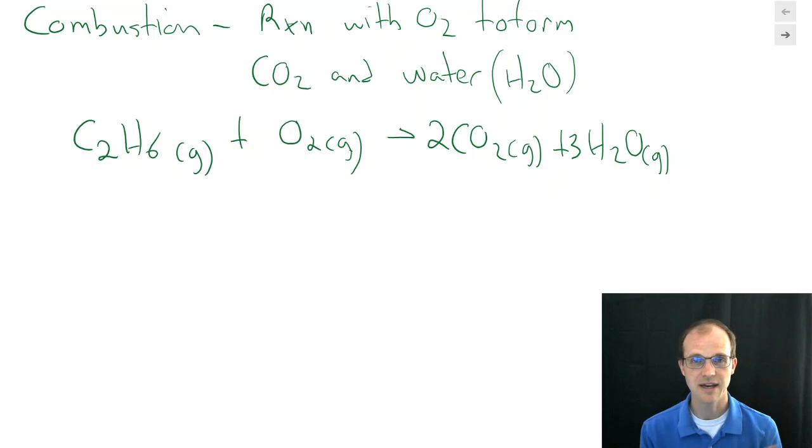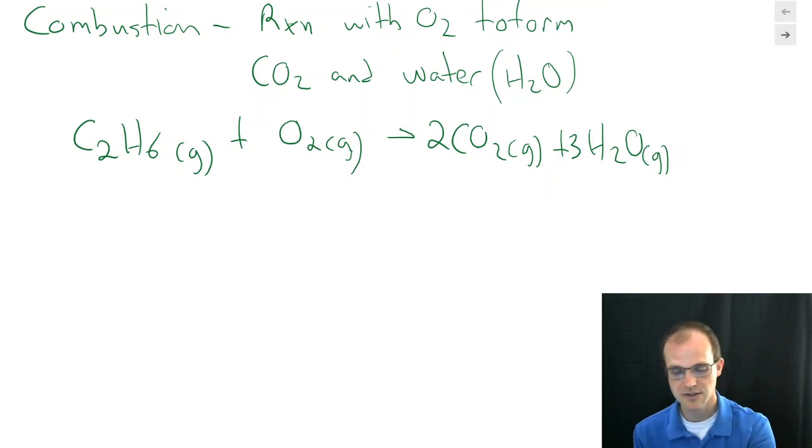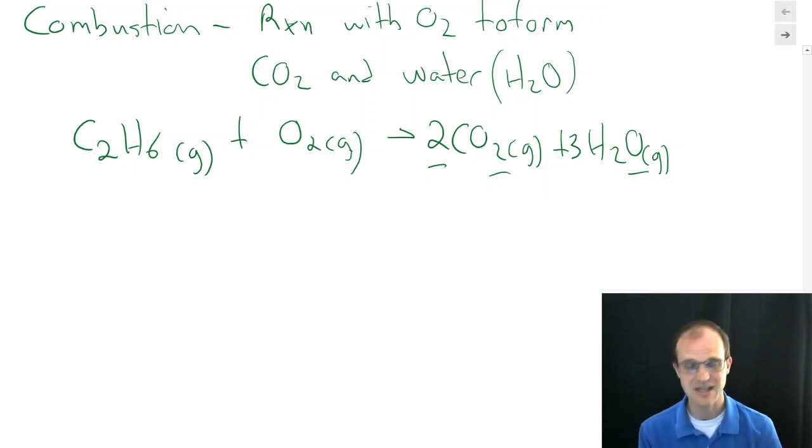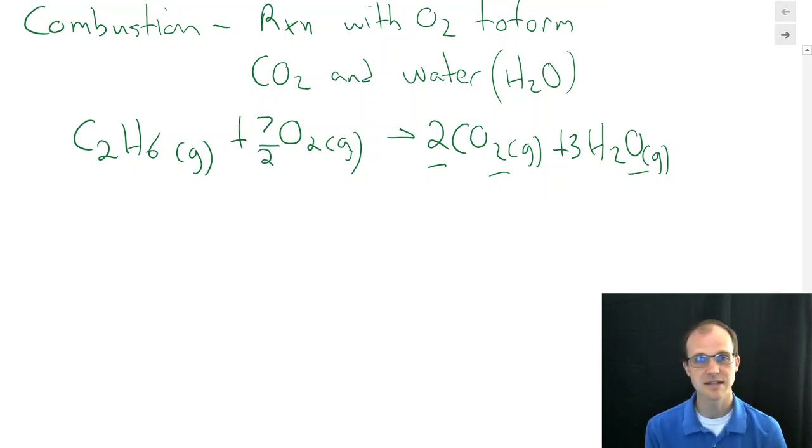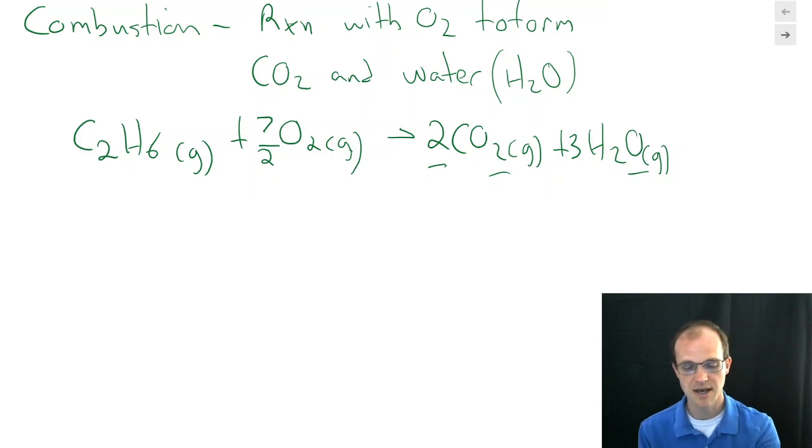But what do we have? We have 2 oxygens on the left, and we've got 2 times 2 is 4 plus 3. 4, 5, 6, 7 oxygens. How do we balance 7 when we've got O2? I'm okay with balancing a 7 over 2. Some people will say you can never have a fractional coefficient, in which case we'd have to multiply the whole thing by 2, and we get a 2 in front of C2H6, a 7 in front of oxygen, a 4 in front of CO2, and a 6 in front of water. But I'm okay with the fractional one when you're putting a fractional one on one of the molecular diatomics. All right, so there is our combustion reaction.